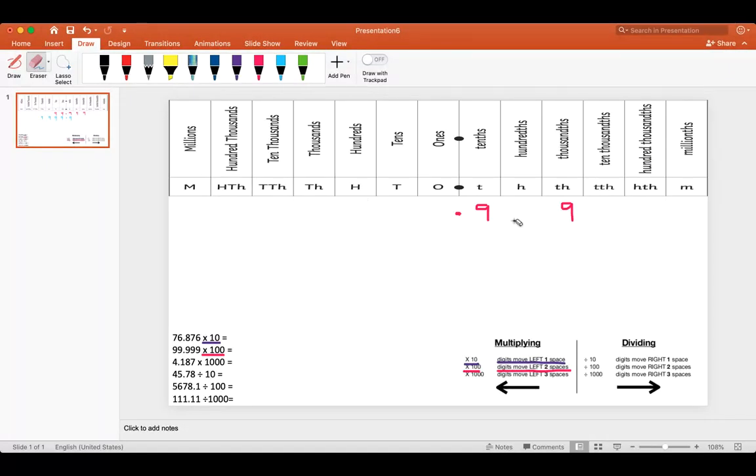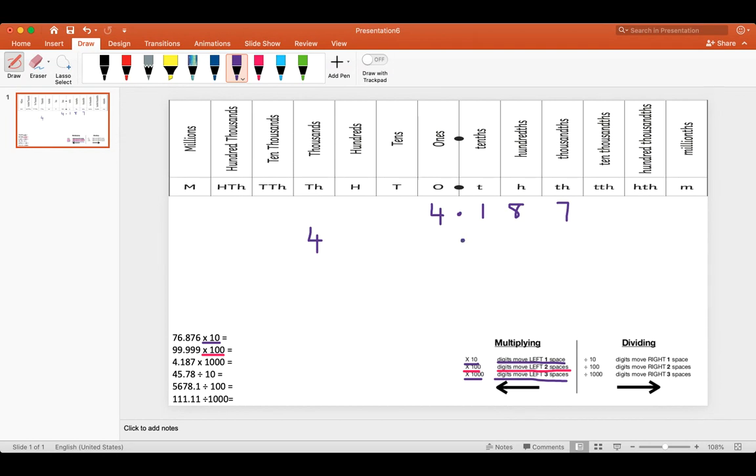Let's try the next one. We're now going to be multiplying by thousands. So we've got the decimal point in the right place. Remember to work your digits around the decimal. We've got 4 ones and we've got 187, and we've got to multiply by 1,000. So let's have a look at 1,000. Each digit moves 3 spaces to the left. So we've got the 4: 1, 2, 3, 4 comes here.